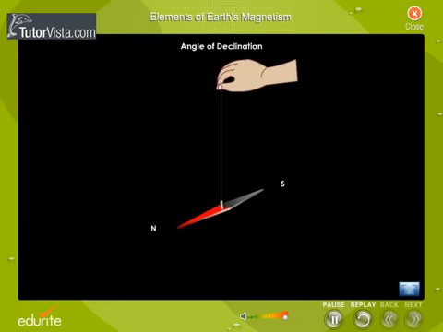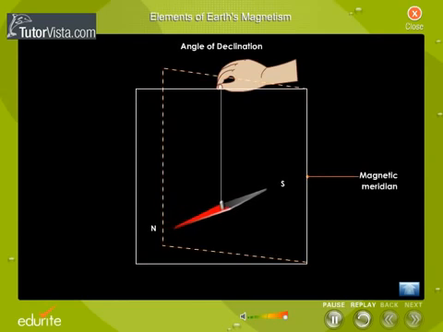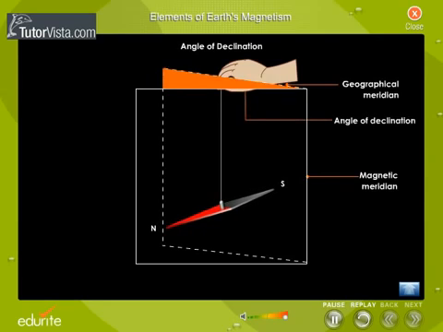Angle of declination. The vertical plane passing through the axis of a magnetic needle suspended freely through its center of gravity is called the magnetic meridian. Similarly, the vertical plane passing through the line joining the geographical north and south poles is called the geographical meridian. The acute angle between the magnetic meridian and the geographical meridian is called the angle of declination at that point.